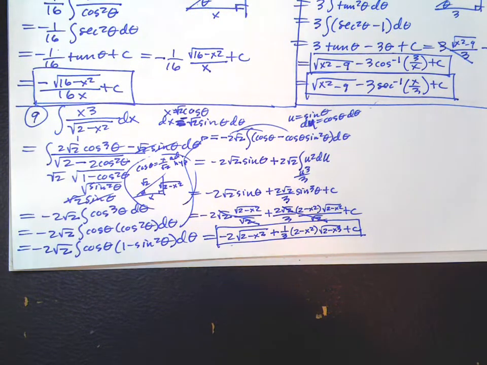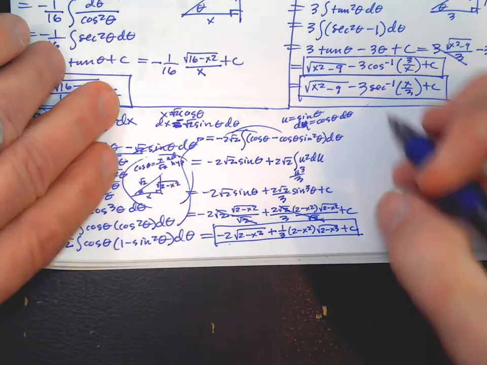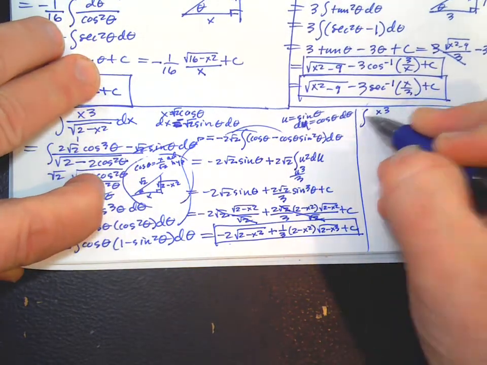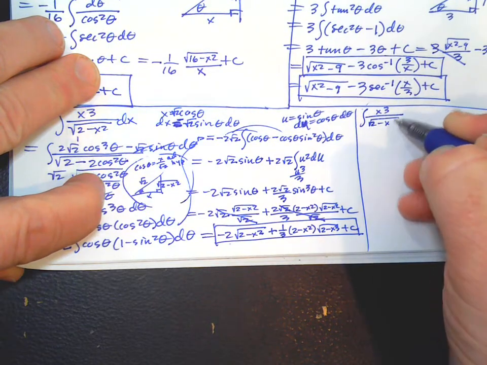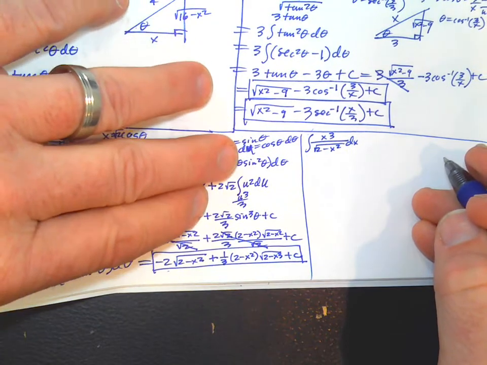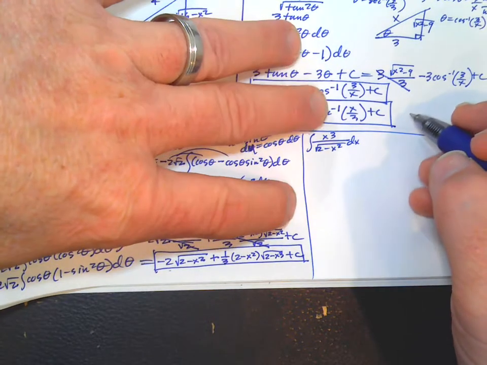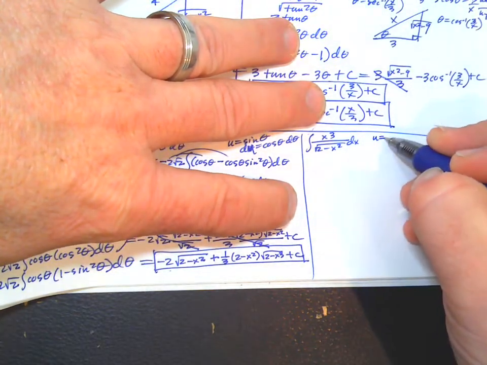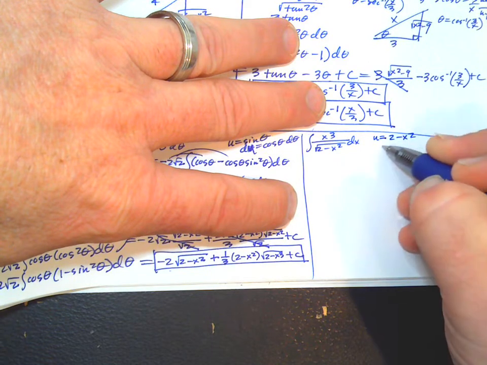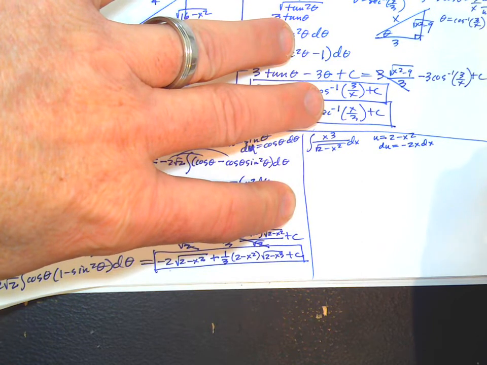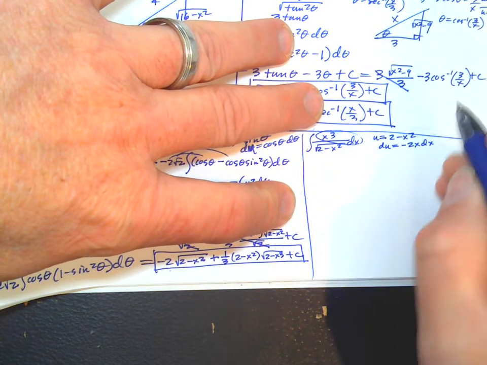Now let's see if we can do this problem with u substitution real quick, just to see how that works. It takes a little bit of creativity here. So I'm going to do this one again with just u substitution. If we make u equal to what's inside the bottom, 2 minus x squared, du equals negative 2x dx, and it doesn't seem great, right? You're like, yeah, but I need x cubed dx.